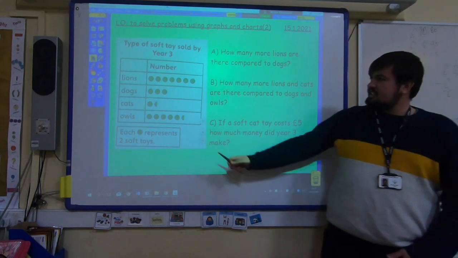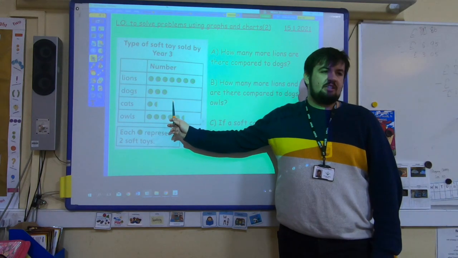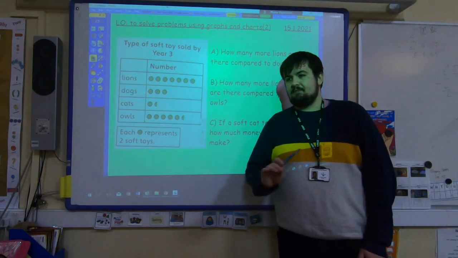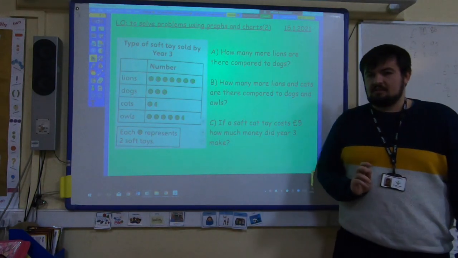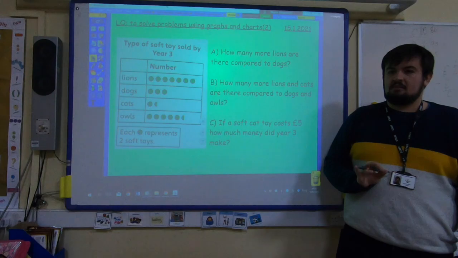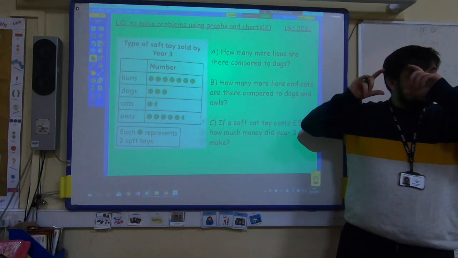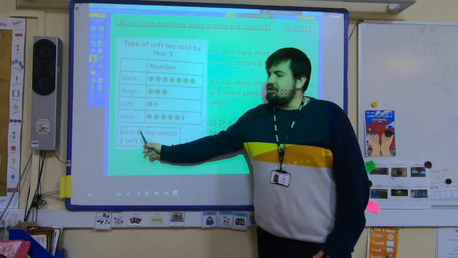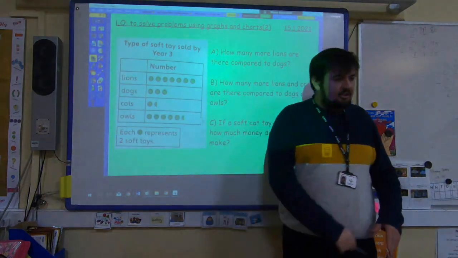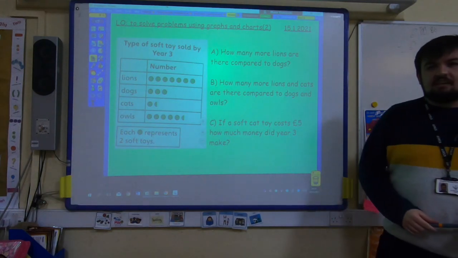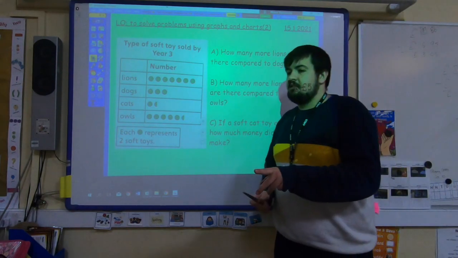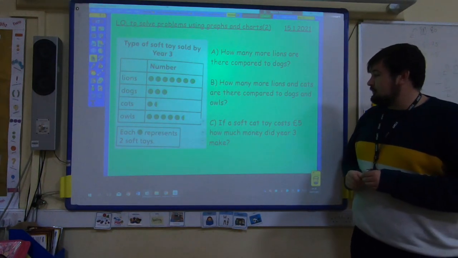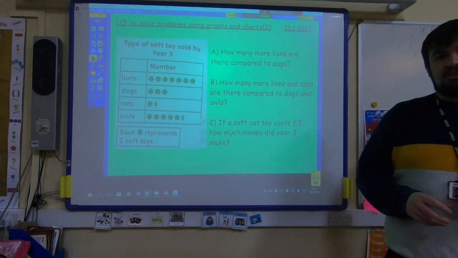Okay? What's this type of chart called again? Daisy? I think it might be pictogram. Pictogram. Good. Nice. And one of my green circles, how many toys does that represent? 2. Yeah, each one represents 2. Okay, so those children at home, you have a go at this. Come back and have a look at the answers in just a moment.